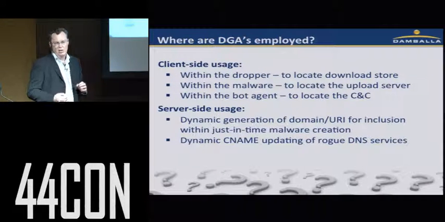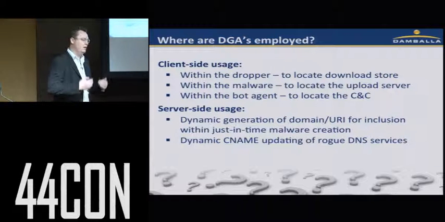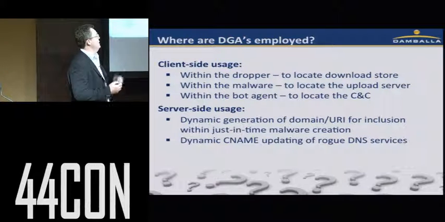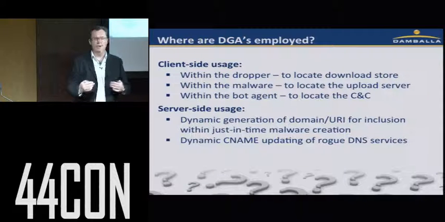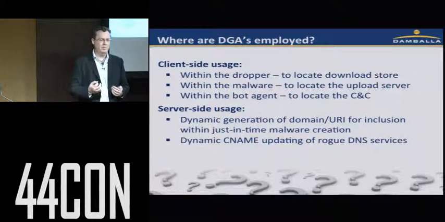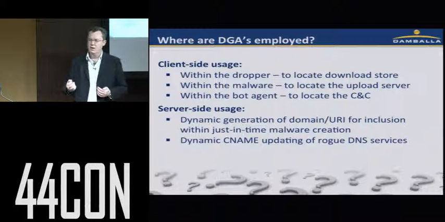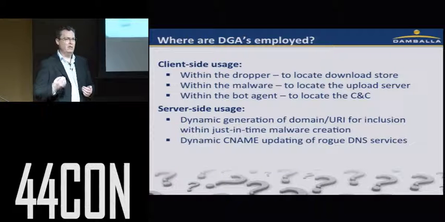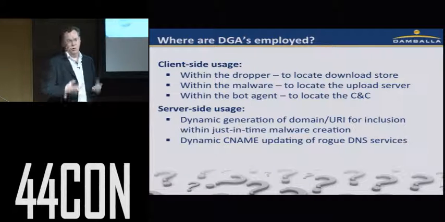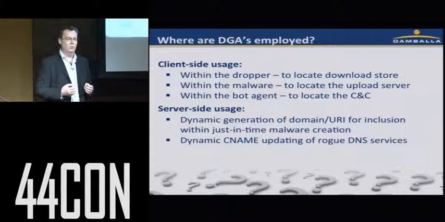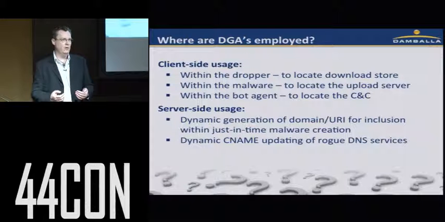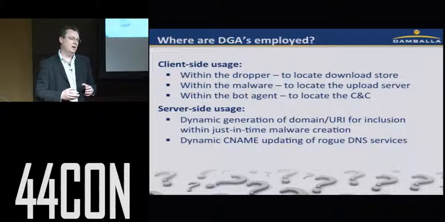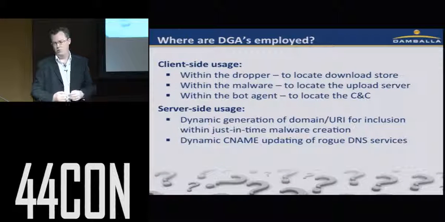So where are DGAs actually employed? So on the client side, when we look at the malware fronts, you talk about droppers. So they're used to locate the download store. So I have a small agent that's been distributed as part of a drive-by download through some exploit, for example. And it's a very small agent. It now needs to reach back out to a server to pull down the actual malware download itself. Or inside the malware, once the malware is loaded and stored on a particular host, it needs to find the location where it's going to drop the stolen credentials. Or within the bot agent as it's trying to hunt and connect to its command and control server.